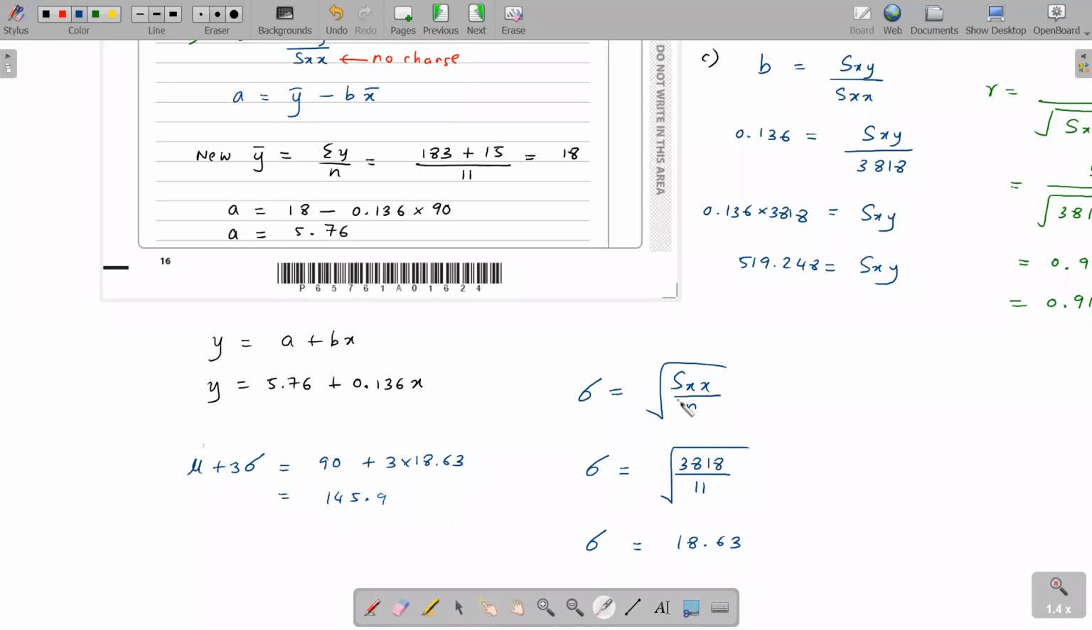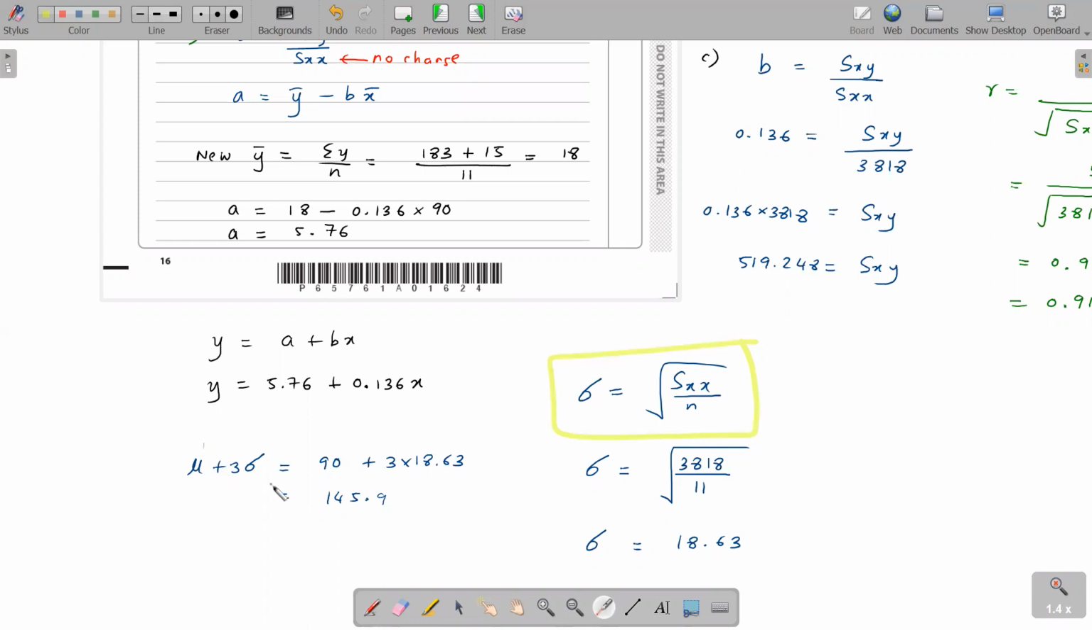So I have written here an equation for how to get the sigma. Sigma is root of sxx over n. You need to know this equation. This is the main equation. The sxx value for x is 3818, there's no change, divided by n, which is 11. So we get sigma is 18.63.